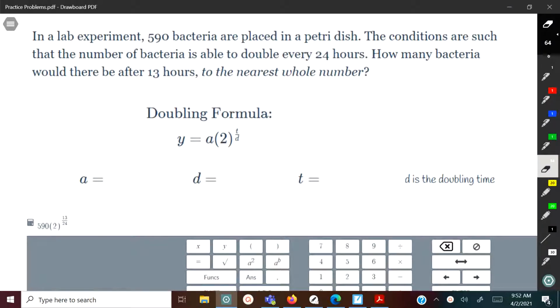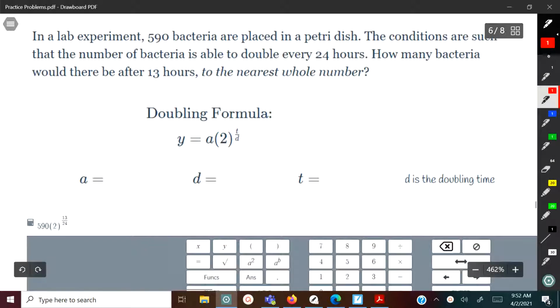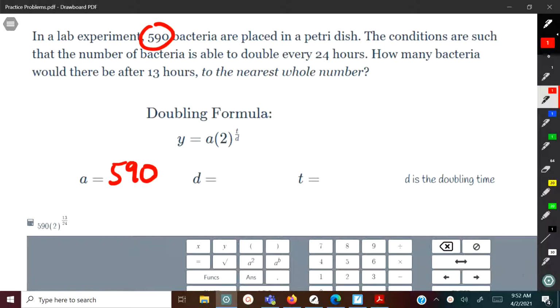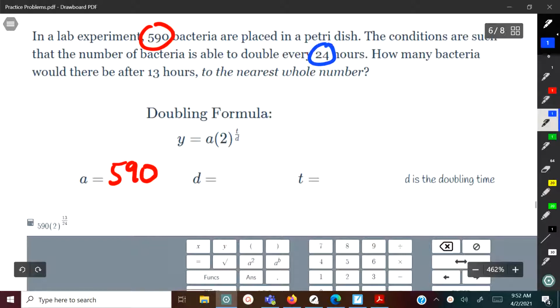So like I said before, the a is where you begin. So you're going to begin with 590. The d is how many times it doubles. It doubles at 24 hours. And t is the total amount of time that it's going, okay? So what is the full amount of time that we're trying to determine here? So in this case, it is 13 hours.